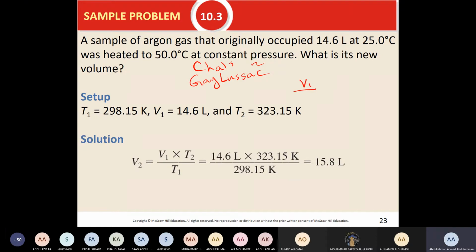V1 over T1 equal to V2 over T2, provided that what's constant?